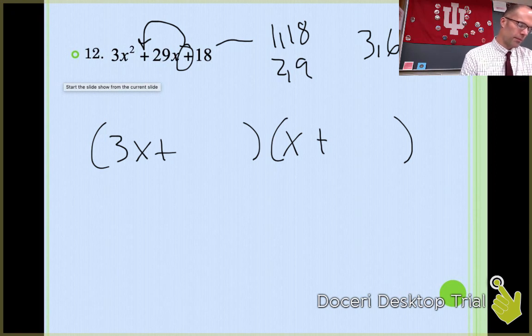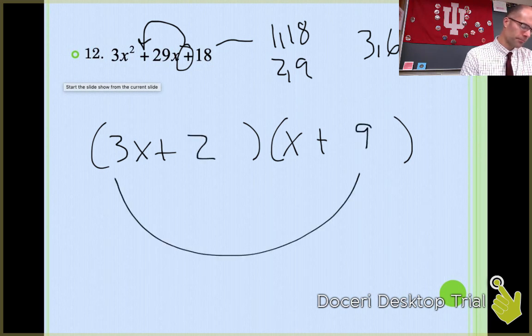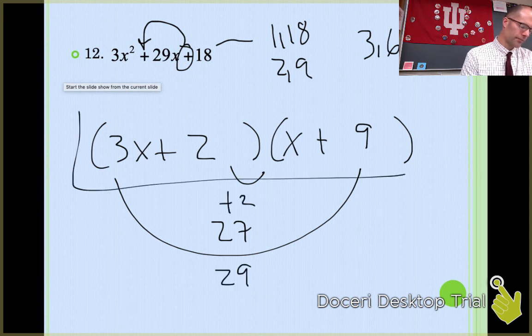So let's think about this. If I multiply 3 by 18, that's going to be way too big. But what happens if I multiply 3 by 9? 3 times 9 is 27, which is really close to 29. So I'm going to put that right here. I'm going to put the 2 here. That gives you 27. That gives you 2, which does give you 29. Good.